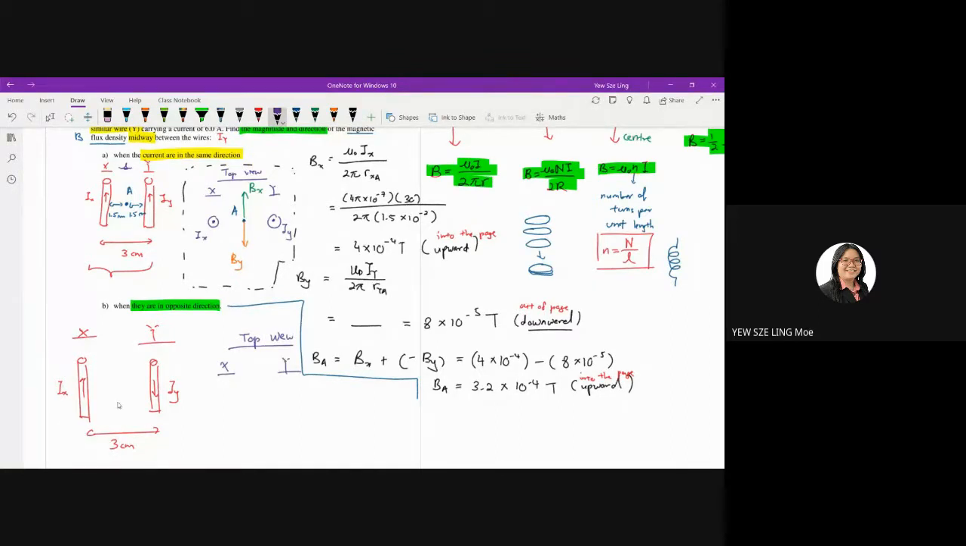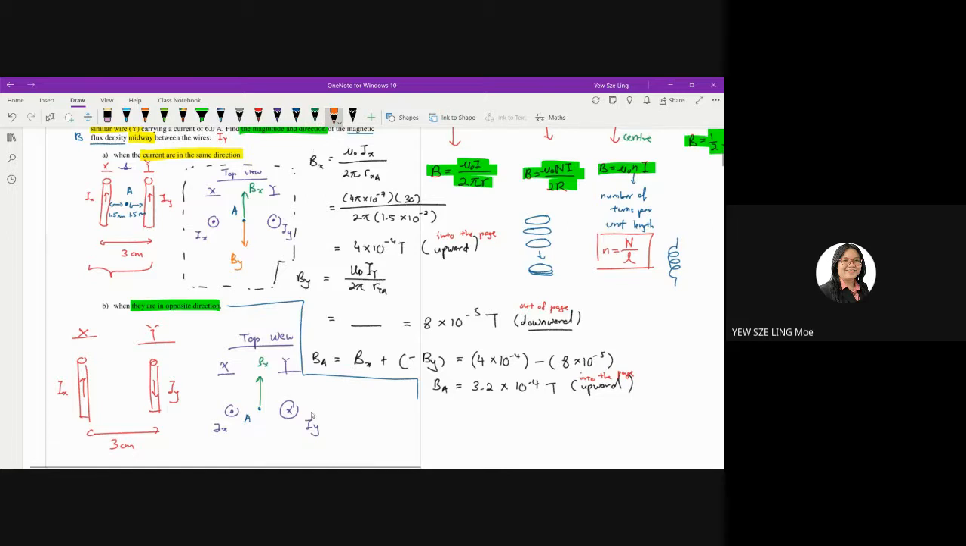So if you're viewing from the top, Ix once again is out of the page, but now what happens to Iy? It is into the page. So you have a cross right here. So again, point A is the midpoint. You just repeat the same thing. So your Bx, if you use the right-hand grip rule, Bx is going up.